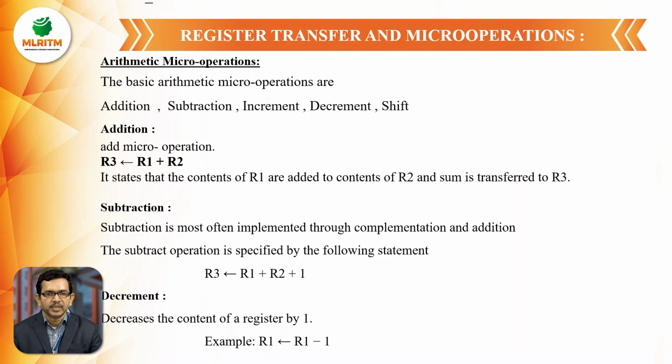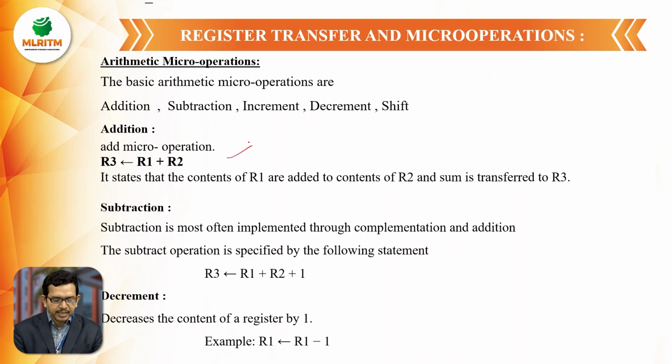Suppose I want to do a subtraction operation, I should take two registers, R1 and R2. I have to subtract the two registers' data and transfer the result to another register. Likewise, we'll see the basic arithmetic operations we perform on registers. The basic arithmetic operations are addition, subtraction, increment, decrement, and shift. Now, we'll start with how the operations are performed using addition.